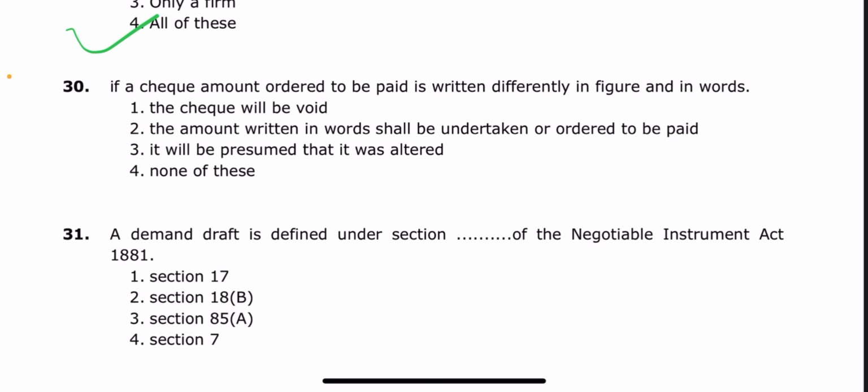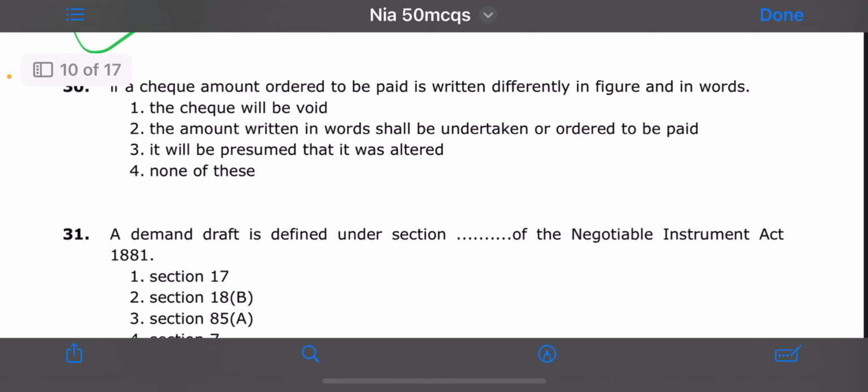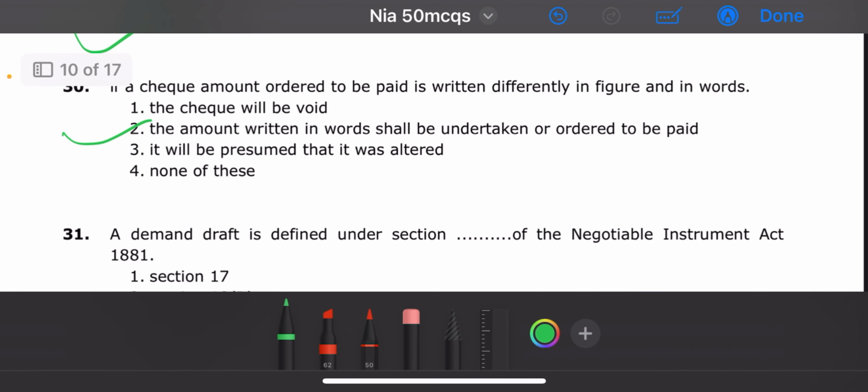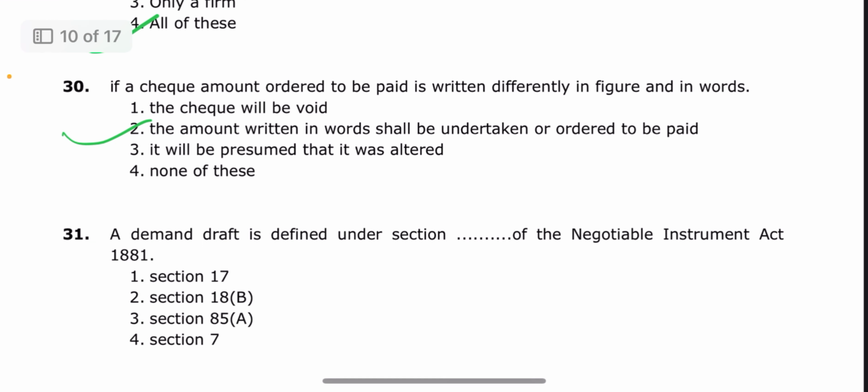Next question, if a check amount ordered to be paid is written differently in figure and in words, the options are first, the check will be void, second, the amount written in words shall be undertaken or ordered to be paid, third, it will be presumed that it was altered, or fourth, none of these. The correct answer is second, the amount written in words shall be undertaken or ordered to be paid.